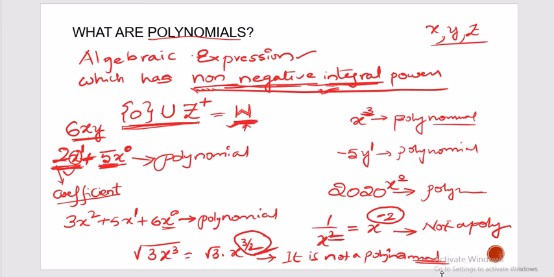Okay, so based on this you can do the questions related to this particular condition, whether it is a polynomial or not, right? Next we are going to discuss the degree of a polynomial. Polynomials are divided into different types based on the highest powers contained in the polynomial, right?